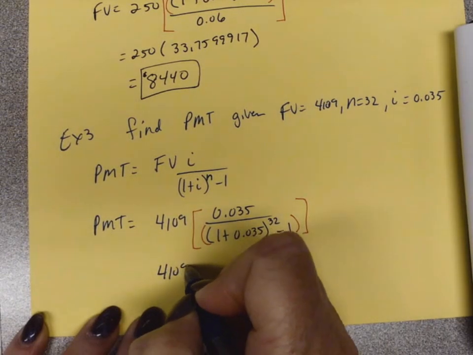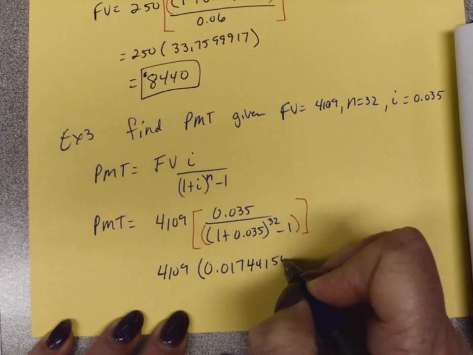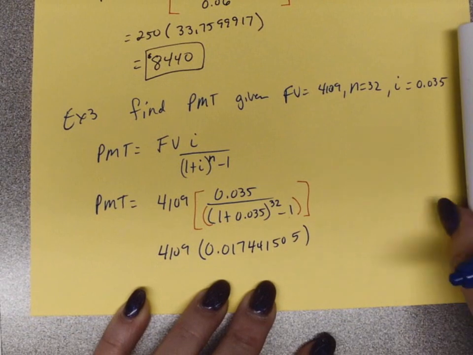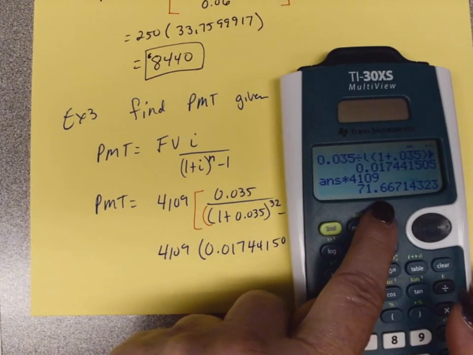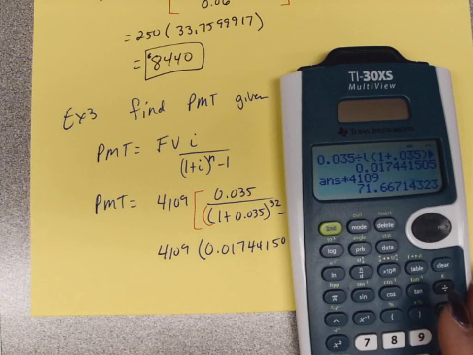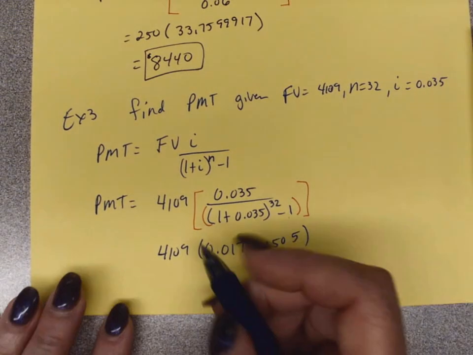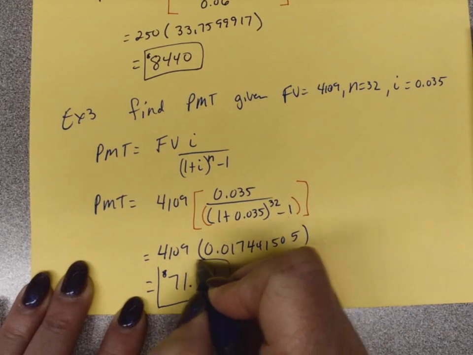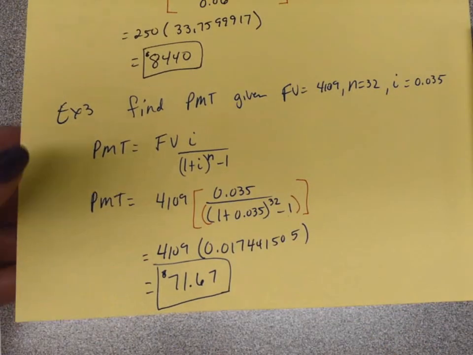So we have our 4109 still, and 0.017441505 is in my calculator. Right now, I will take that and do times 4109, and I'm going to get 71.667. It didn't tell me to round to the nearest dollar, so I'm going to go to 2 decimal places. The 7 causes the 6 to go up. So we'll get 71.67. Okay. So doing that part first can sometimes help.